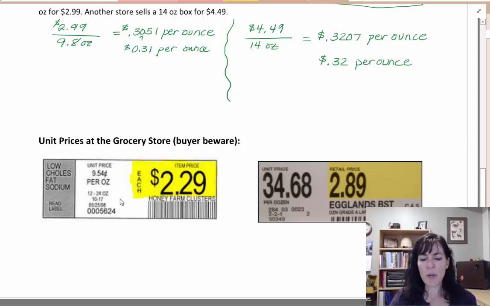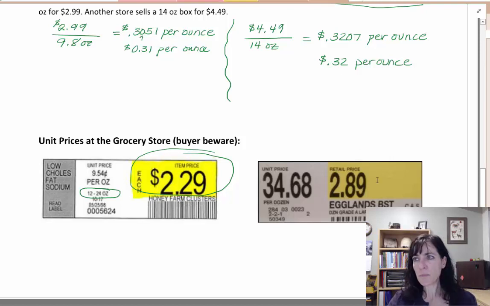If I do 2.29 divided by 12 ounces, I get 19 cents per ounce. And if I do 2.29 divided by 24 ounces, then I get the 9.54 cents. But we're really not sure what size our packages are because it says 12 to 24 ounces and each one costs $2.29. So not really sure what this one is telling us.